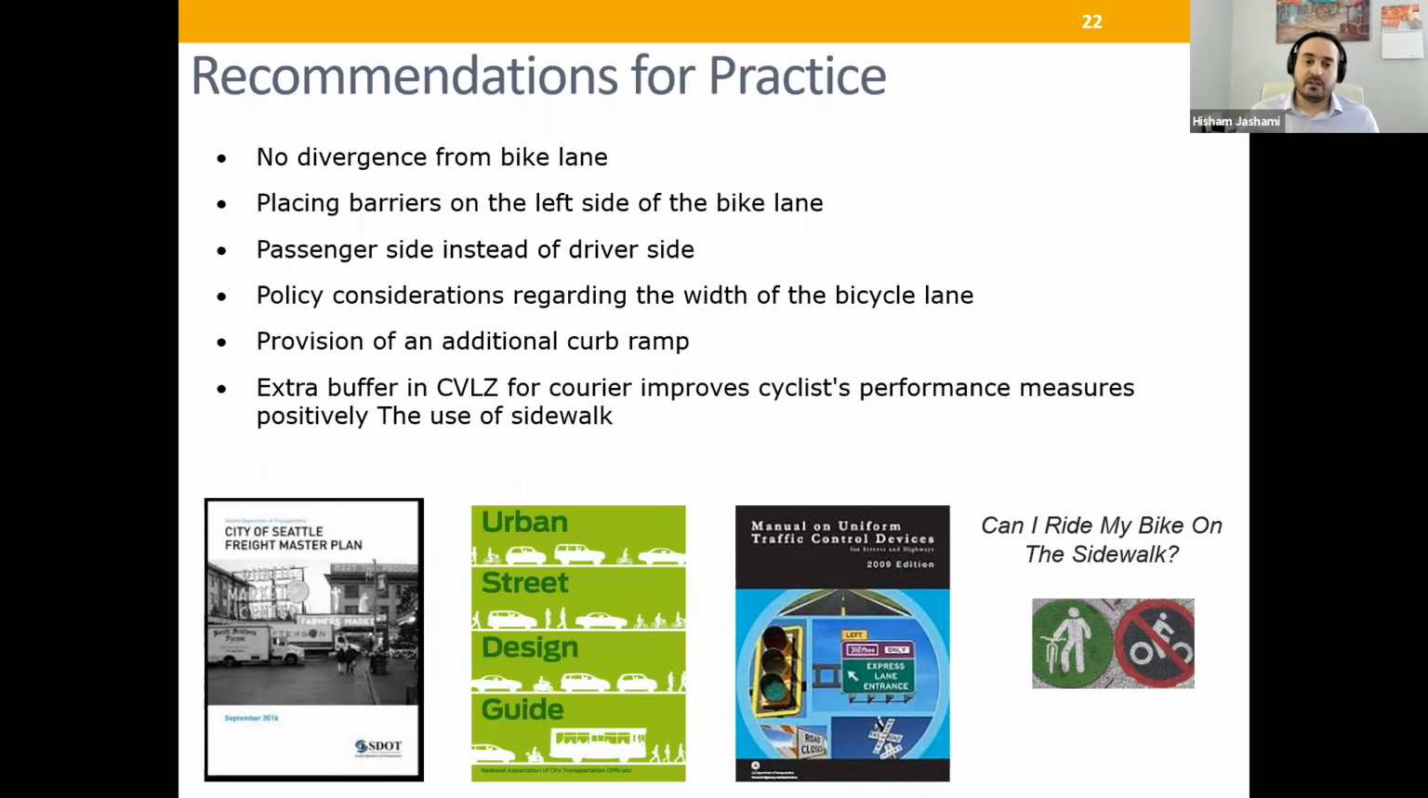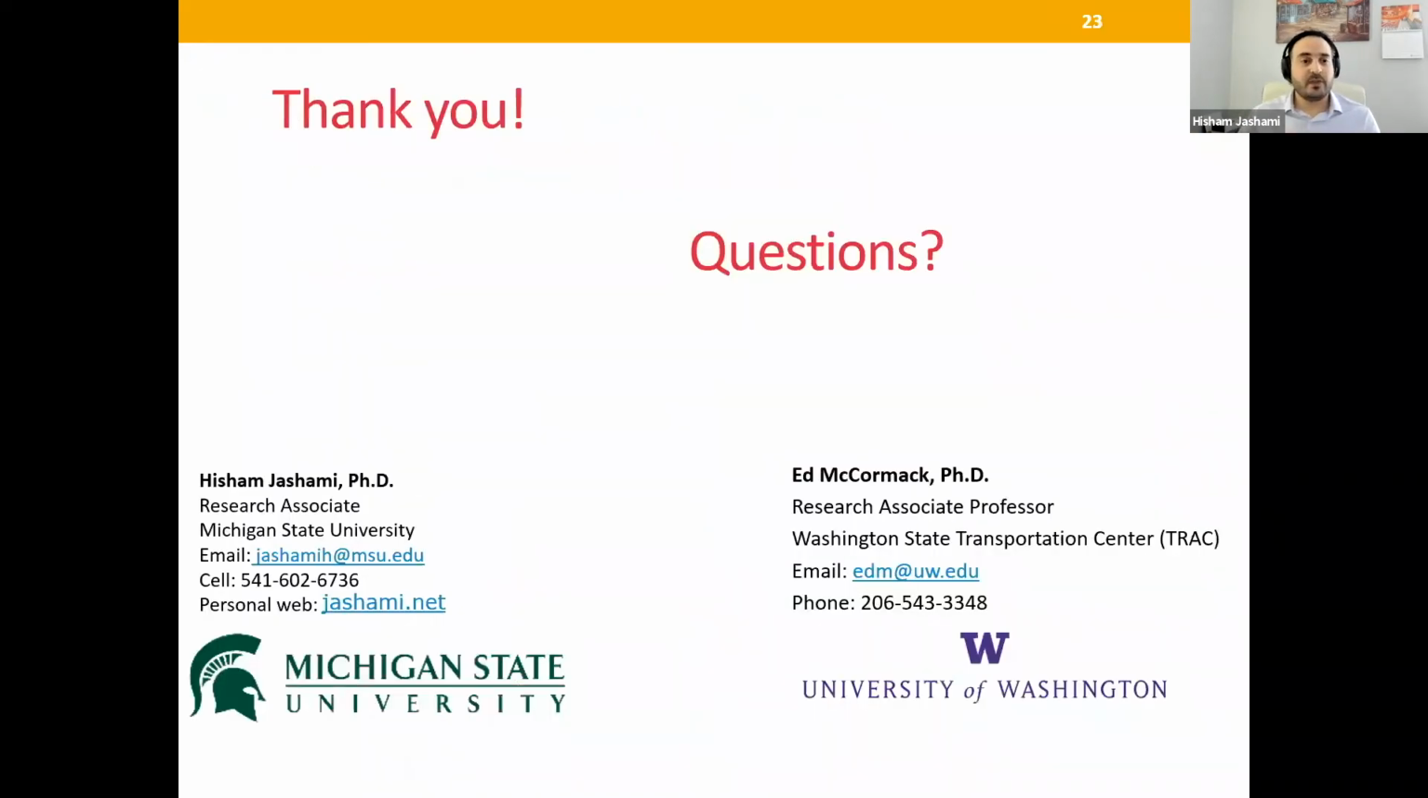The last one: simulators can help add precise measurement to design and standard guides as well, and support more effective curb space management and urban freight. So with that, thank you so much. If you have any questions, comments, concerns, we are happy to answer.